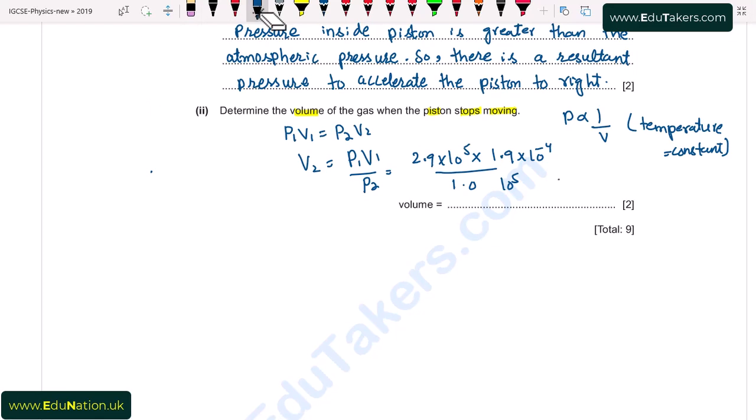So after calculation we get the volume comes to be 5.5 × 10^-4 meter cube. The unit of volume is meter cube. So I write here 5.5 × 10^-4 meter cube. That is the volume of the gas when the piston stops.